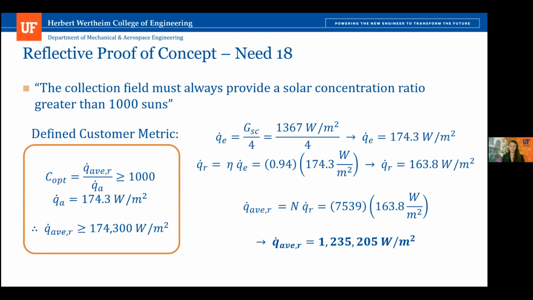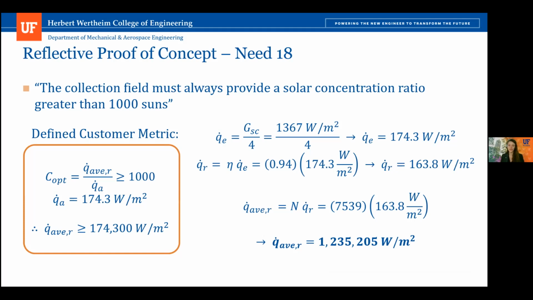Similarly, user need 18 says the solar concentration ratio must be greater than 1,000 suns. So we define this as having an average delivered flux of 174,300. And you can see that in the orange box there, how we got to that number.